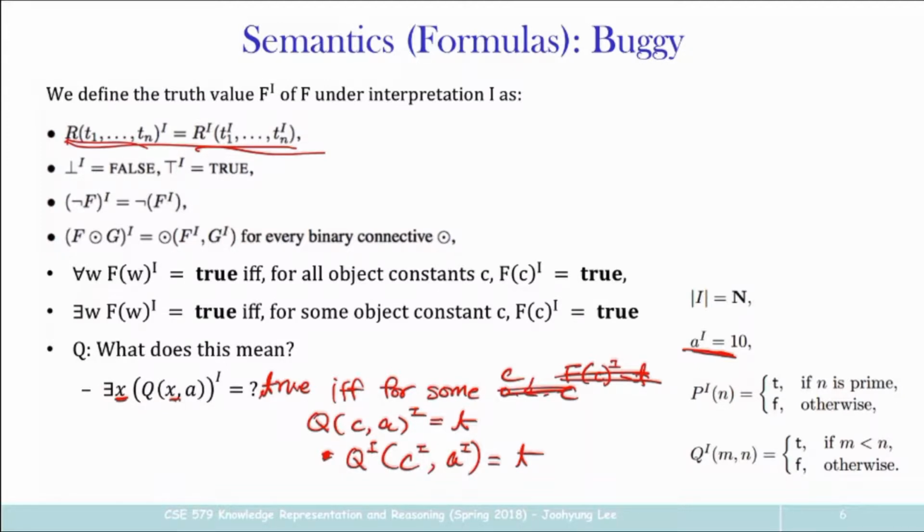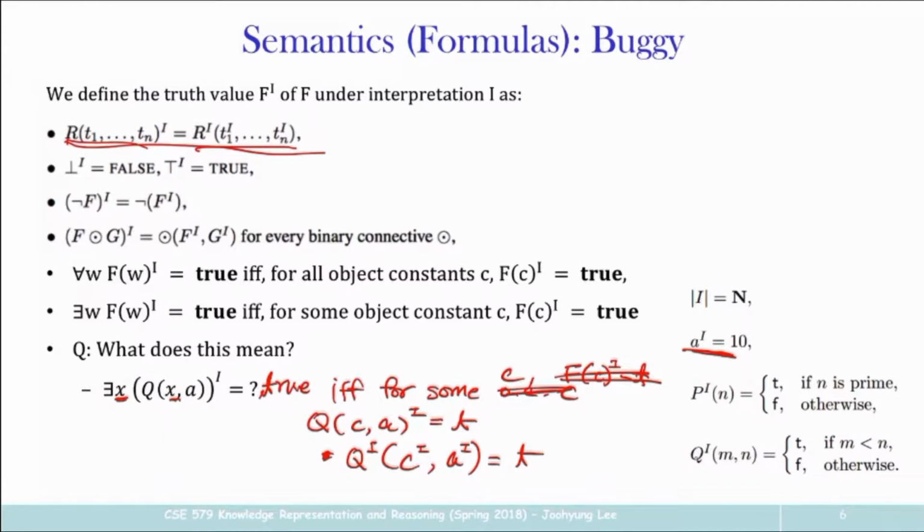So what is the intuition about this formula? If this is Q of x, a, what does this formula mean? There is some x that is less than 10. Are there any numbers that are less than 10? Yeah, so this is supposed to be true, right? Is it?